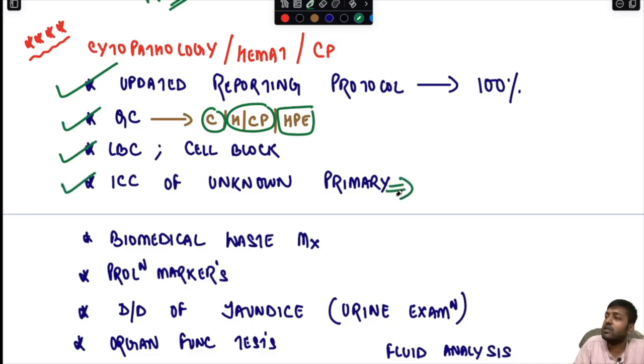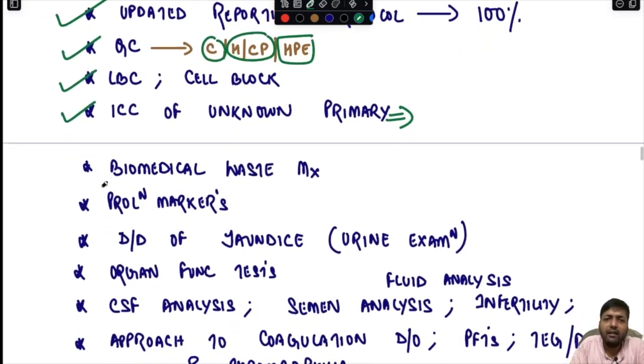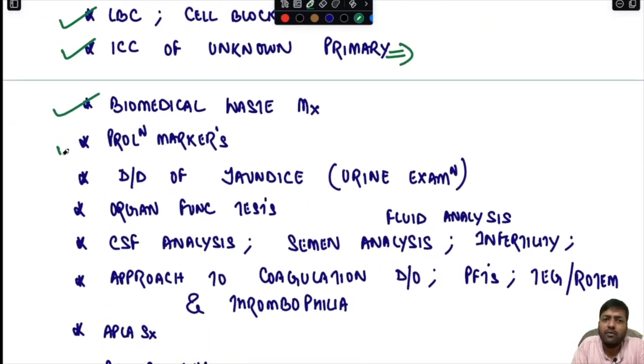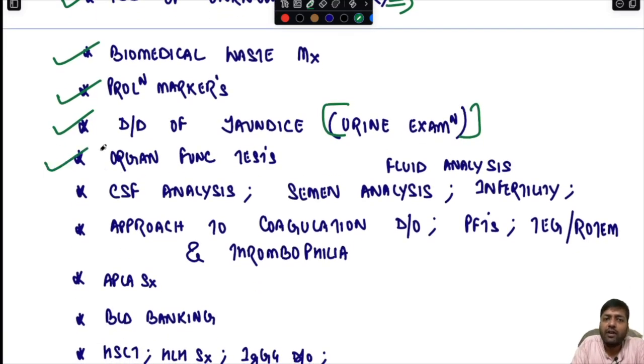That is immunocytochemistry of unknown primary. Biomedical waste management, again a very common question. Proliferation markers, differential diagnosis of jaundice, the urine examination, very, very important. The different organ function tests might be asked, but it is not very common. Okay, it is not very common, just read it.